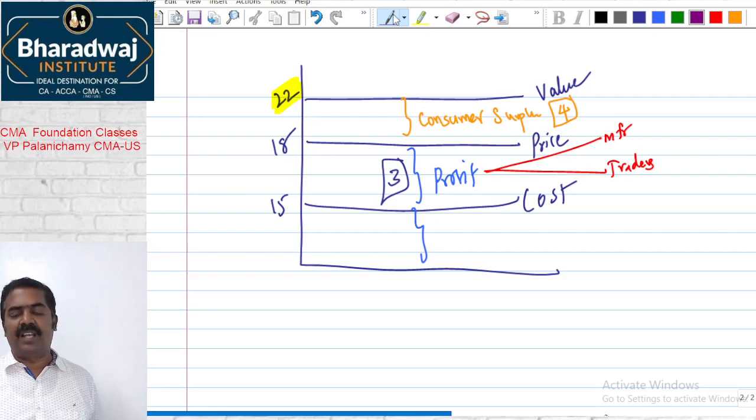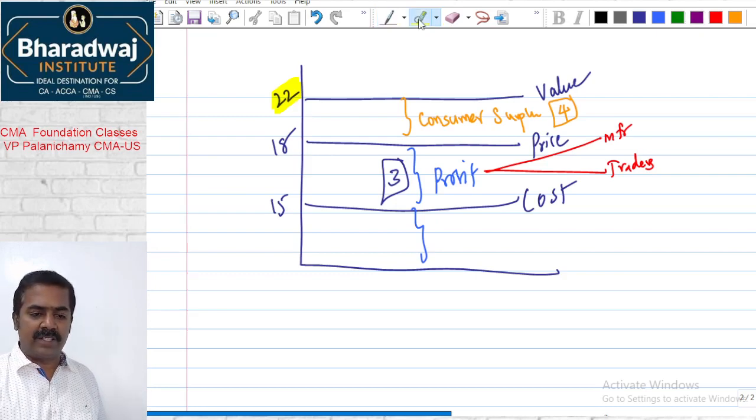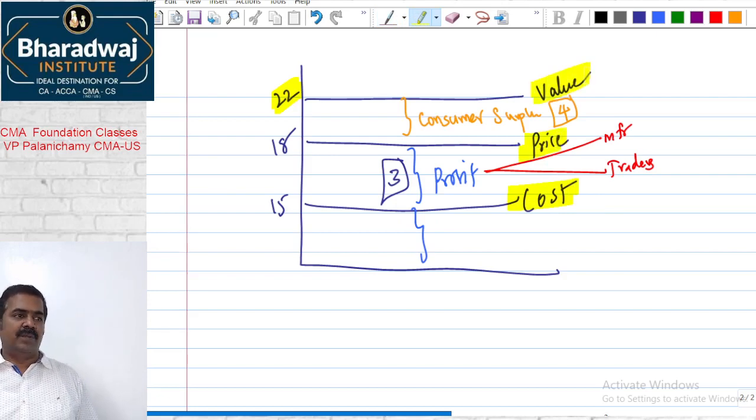So in the value chain system, what should be the lowest? Cost should be the lowest, then comes the price, the highest should be value. When the chain continues, production will continue, distribution will continue. When this chain stops, somewhere something will stop.